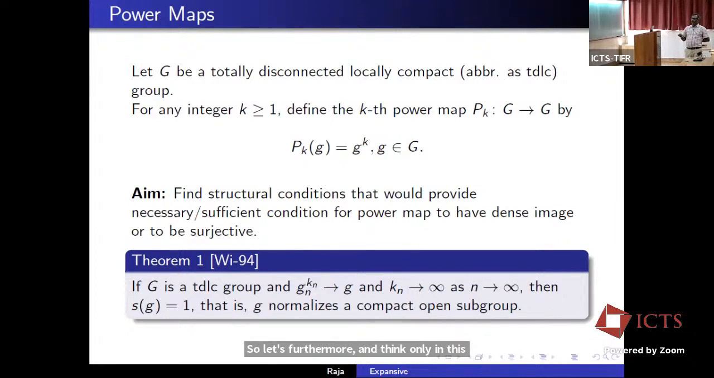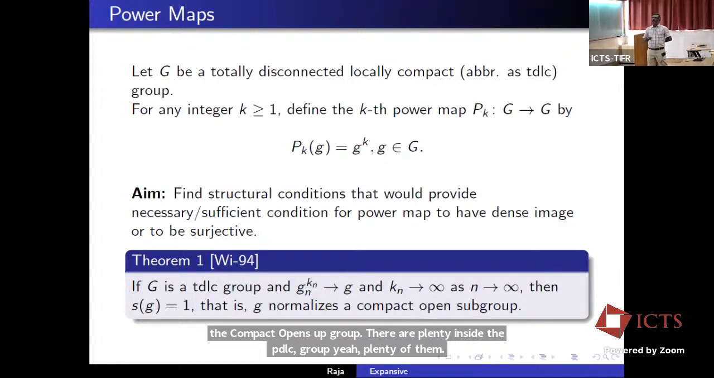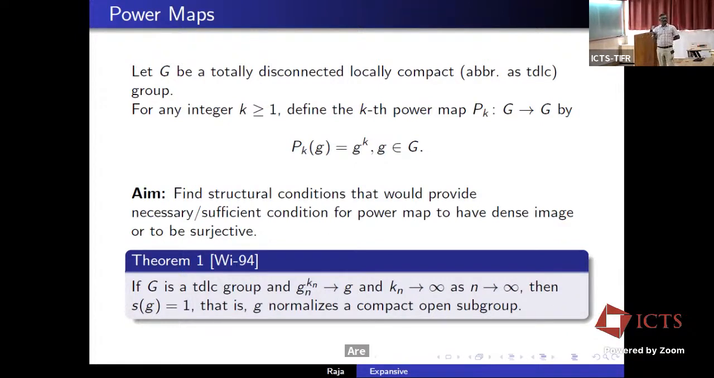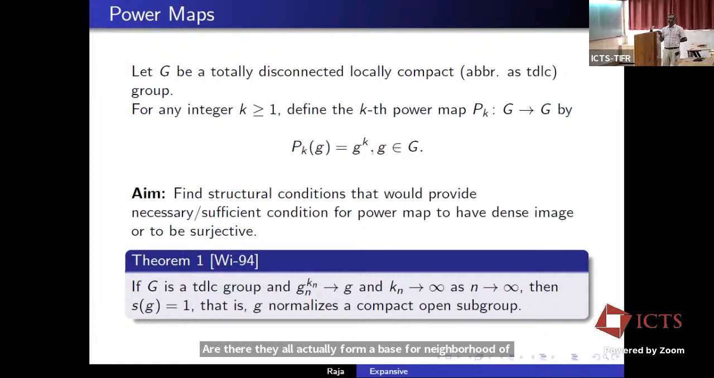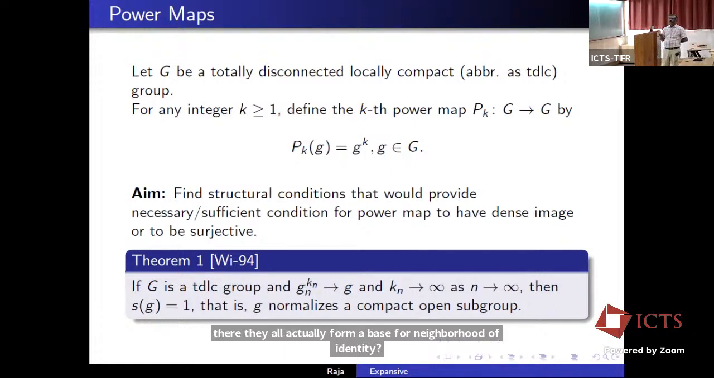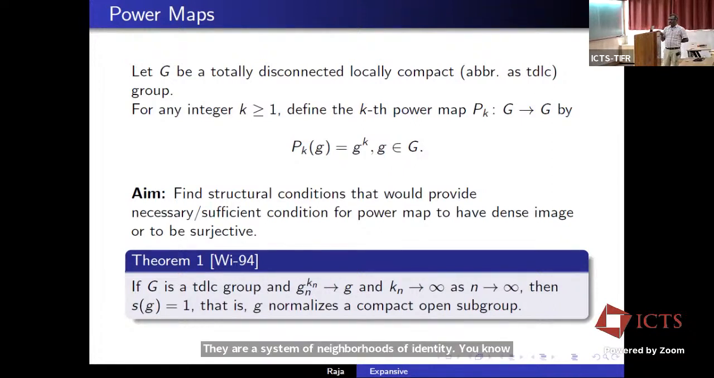The compact open subgroups are plentiful inside a TDLC group. They all form a base of neighborhoods of identity in a totally disconnected locally compact group. Typical examples are the linear groups over non-Archimedean local fields.